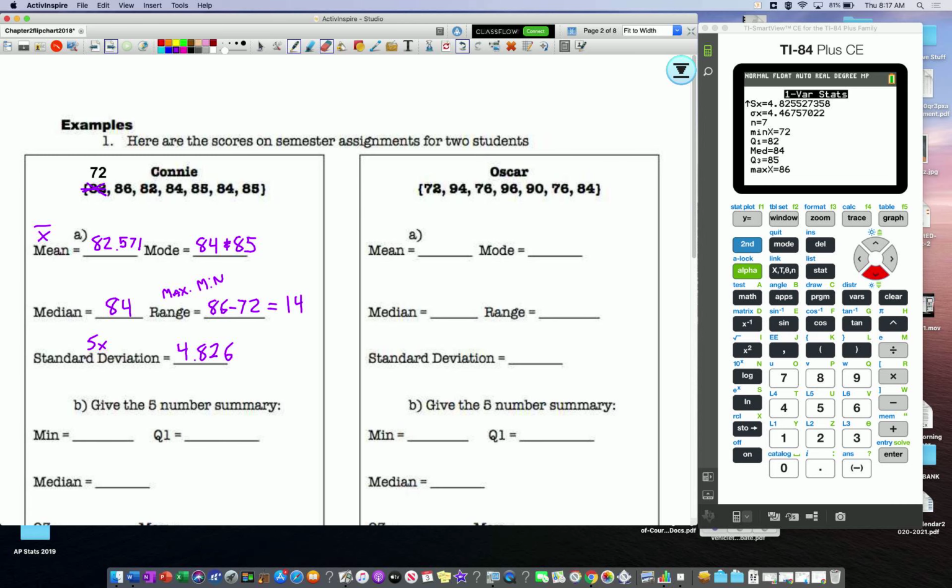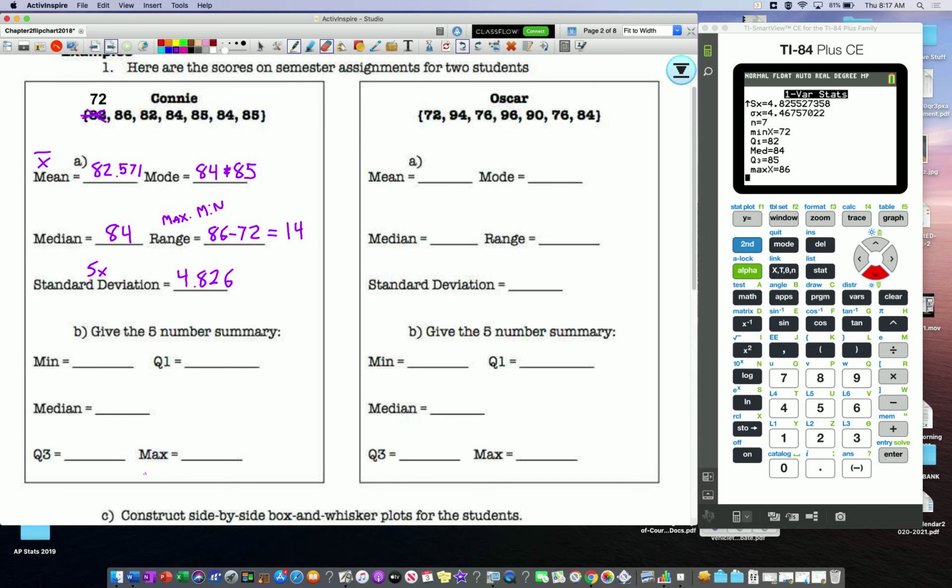It says give the 5-number summary. So my 5-number summary: 72, 82, median's kind of a repeat, 84, 85, and 86. Nice. All right, take a second and now do Oscar's scores. Okay, pause the video if you'd like and try Oscar's.